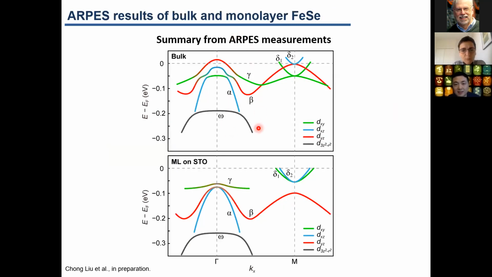So we can summarize the band structures from ARPES measurements for both bulk and the monolayer. And you can see for bulk, as the calculation shows, we're dealing with 3 different orbitals. And for the monolayer, there's some sort of band shift. Specifically at the gamma point, the band moves down. And at the M point, you only have electron bands, which will be XY and XZ features. So these are the major differences between the iron-based superconductors and the cuprates.